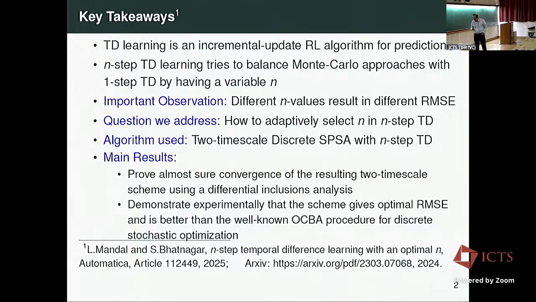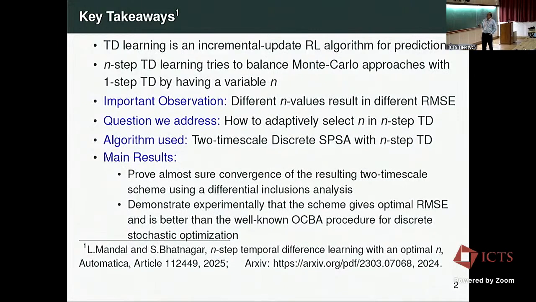TD methods are the other extreme. They update as soon as you have a data tuple, or a sample of data that is available. N-step is balancing between the two. So there is this whole spectrum of approaches that are possible between one-step temporal difference learning and fully Monte Carlo. N-step is a deterministic N. You fix that N, and all these possibilities exist. You can select any N and work with that.